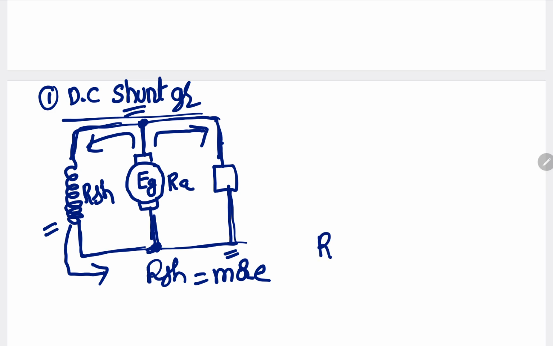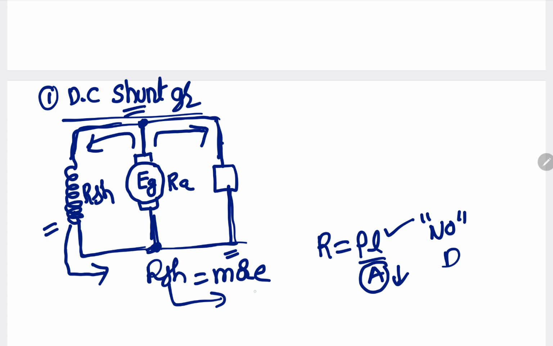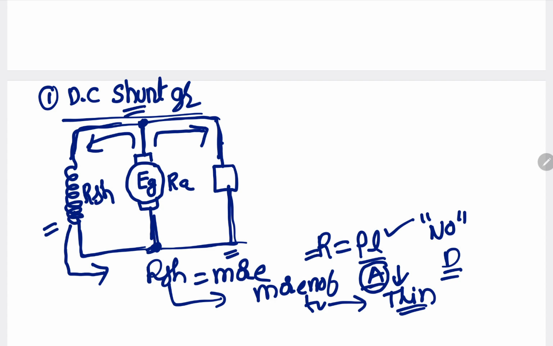So how will the resistance be more? R is equal to rho L by A. Length has to be more, that means the number of turns has to be more. And the cross-sectional area should be less, that means less diameter. So the shunt field winding is designed with more number of turns and thin wire. Thin wire means less diameter, less area, more resistance.